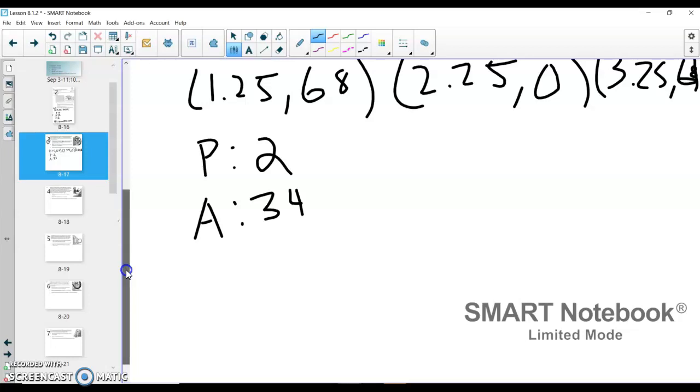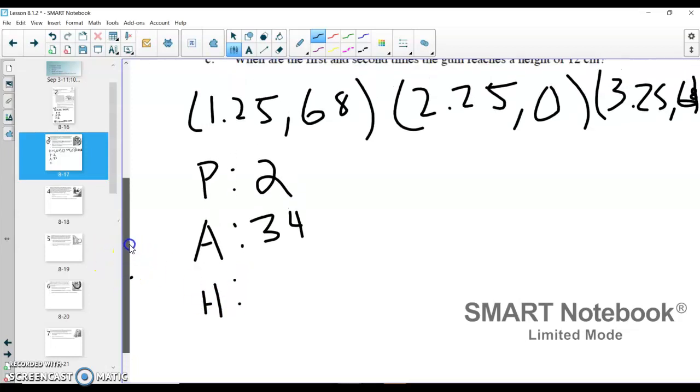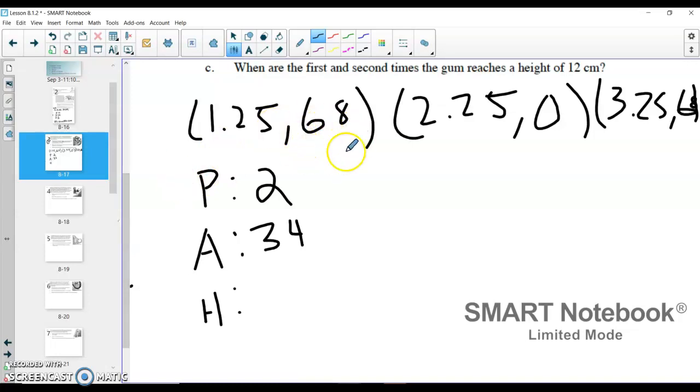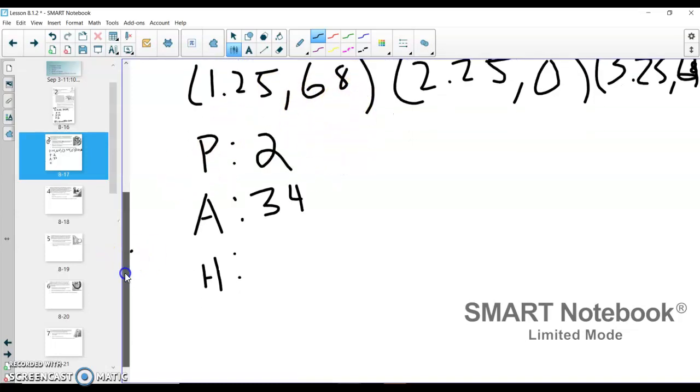Okay? Now, the horizontal shift of this function is how much I shifted over to get my highest point, because this is a cosine function, and the horizontal shift was 1.25 units.